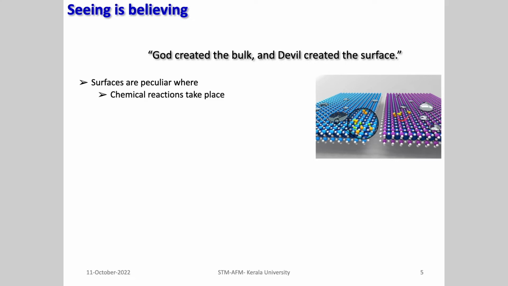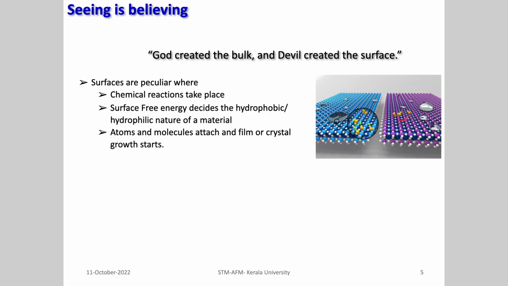So the surface is the most important thing in many cases where chemical reactions take place. For example, surface free energy decides whether that material is hydrophobic or hydrophilic. High surface free energy means the surface wants to reduce the energy, so if you put a drop of water there, the surface will try to stretch it and the water will spread over. So you have a hydrophilic surface. Low surface energy means it doesn't care, so water will remain as a droplet and you have a hydrophobic surface. So again, surface free energy tells you what type of material it is, whether hydrophobic or hydrophilic.